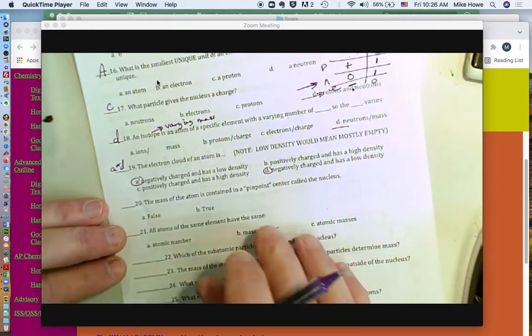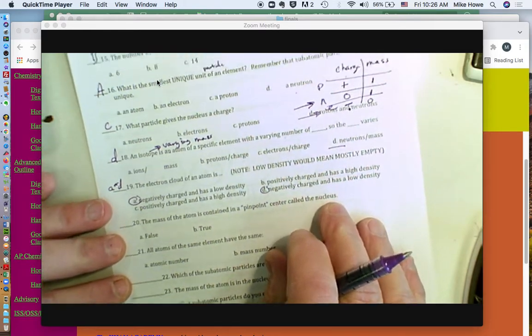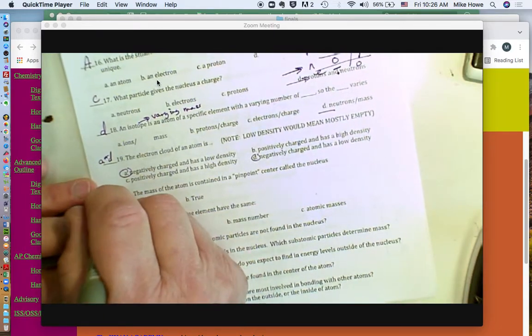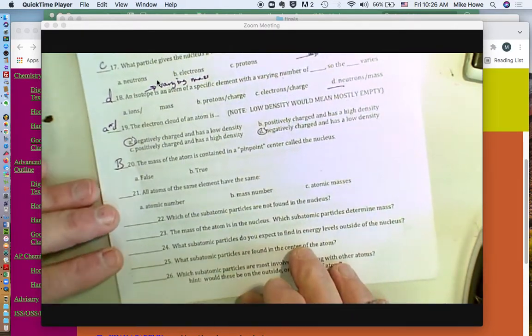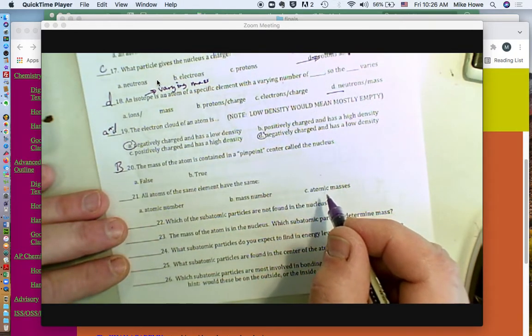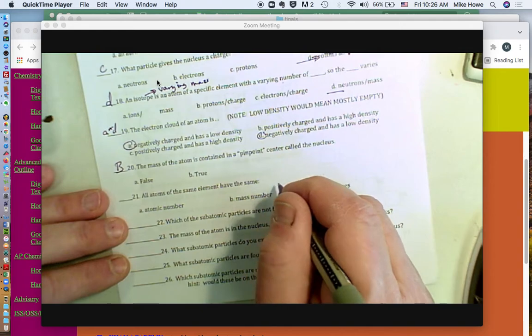Okay, the mass of the atom is contained in a pinpoint center called the nucleus. We just said that was true up here. Remember that picture? So that's true. Atoms of the same element, what do we say has to stay the same or else the identity changes? That's the number of protons.